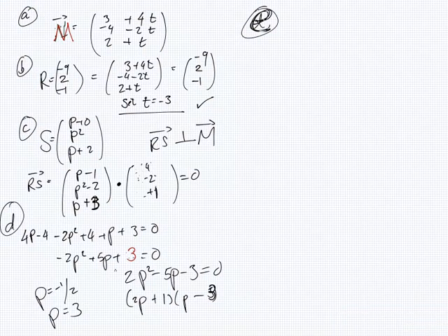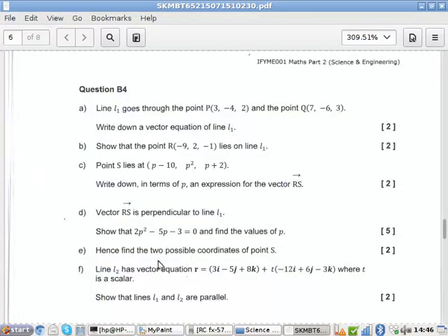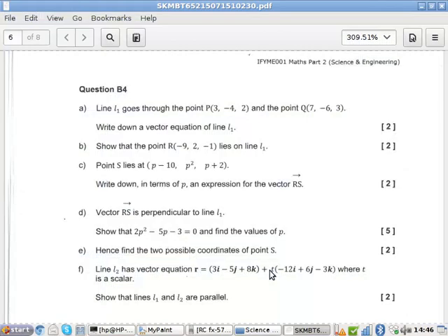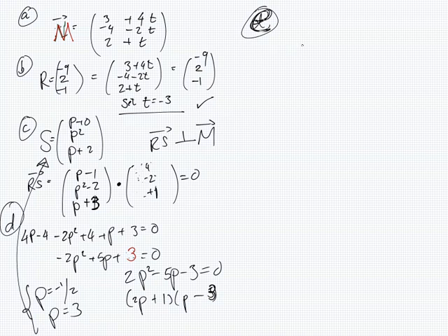Right, so you just take these two values and put them back in here, and you have S. We'll have 2 S's. Find the two possible coordinates of point S. You will have 2 S's. Okay, next one. I don't need to find the 2 S's, do I? No, you don't. F.